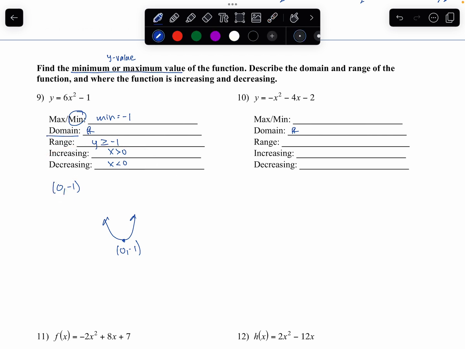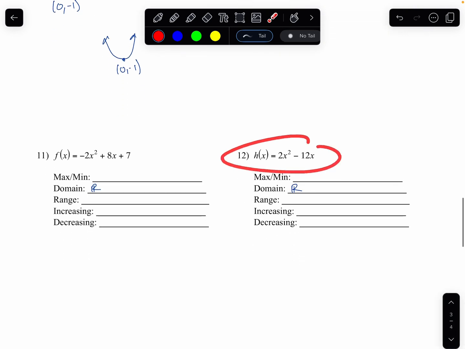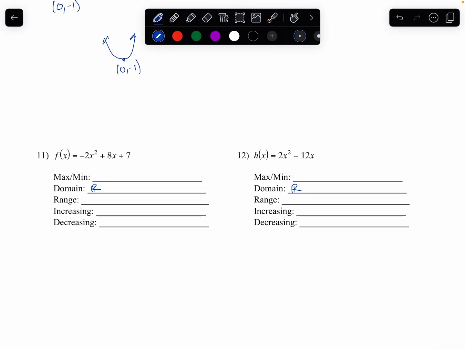So find the vertex by, one, x equals -b over 2a. Then two, plug it in. And that's going to give you the y value. So then you can determine the min or max depending on if it's facing up or down. You can find the range, again, based off of the y value and if it's facing up or down. Increasing or decreasing depends on if it's facing up or down, but you're using the x value. But I will go over question 12 because this looks a little bit different than what we've seen before. But we're not going to really treat it any different, okay?